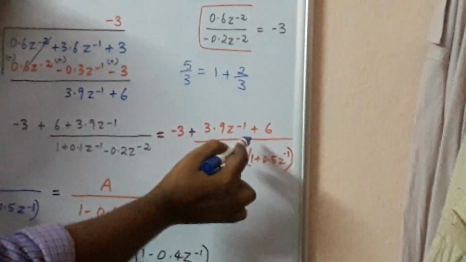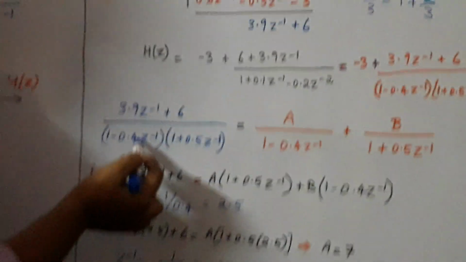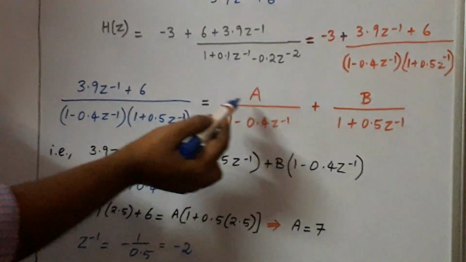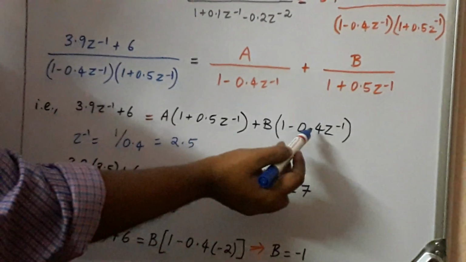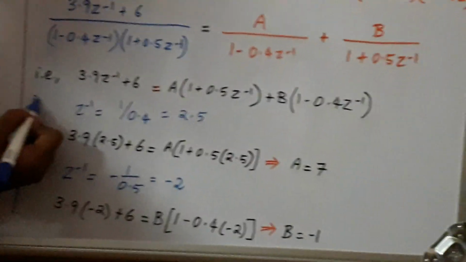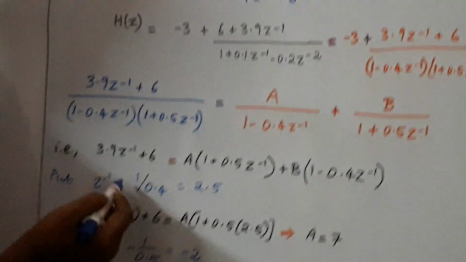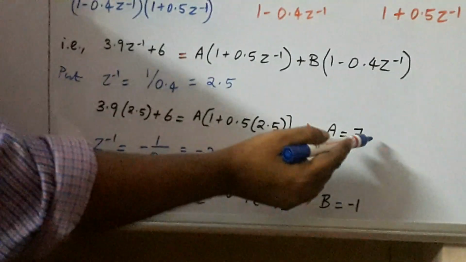Now, as usual for parallel form, find the factors for the denominator, leave this minus 3, and only for the second term do partial fractions, because we have to get it in the form h1 of z plus h2 of z. Take this and find the partial fractions: a by 1 minus 0.4 z inverse plus b by 1 plus 0.5 z inverse. So 3.9 z inverse plus 6 is equal to a into this plus b into this. To find a, b should be 0. When will b be 0? When z inverse is equal to 1 by 0.4, which is 2.5. So 3.9 into 2.5 plus 6 equals a into 1 plus 0.5 into 2.5. Simplify this and we get a as 7.